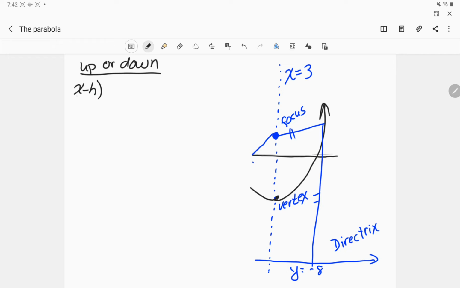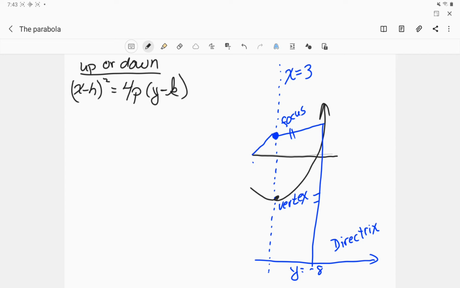(x minus h) squared is equal to 4p times (y minus k). The only thing that is squared is the x minus h squared, because remember, in a parabola, it's always an x squared graph. So that's why x minus h is squared.